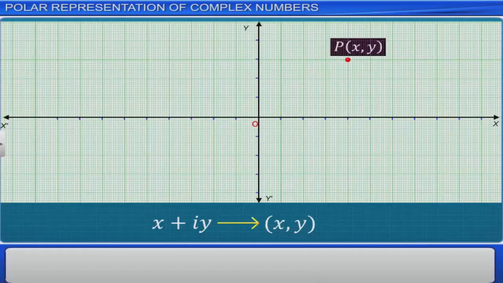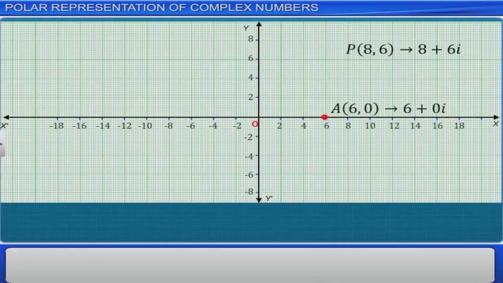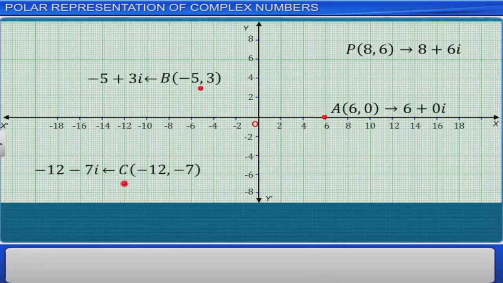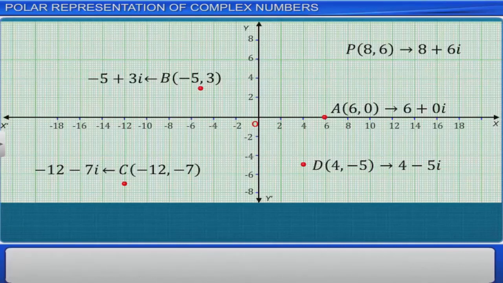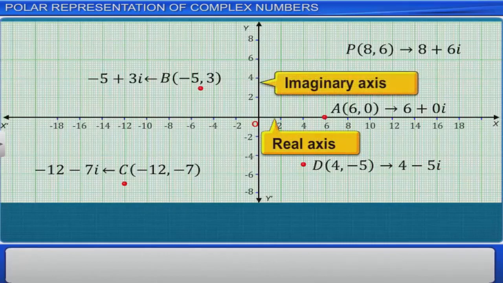Conversely, each point in the xy plane represents a unique complex number. In the figure, each point in the xy plane represents an ordered pair corresponding to a complex number. A plane having complex numbers corresponding to each of its points is called the complex plane or the Argand plane. In the Argand plane, the x-axis is called the real axis and the y-axis is called the imaginary axis.